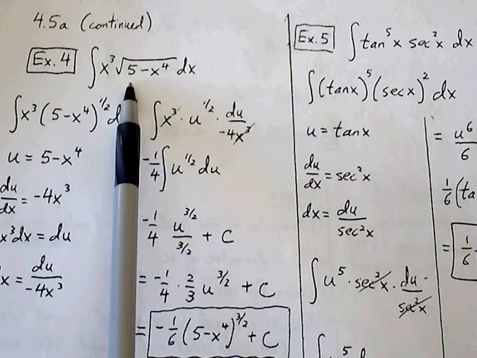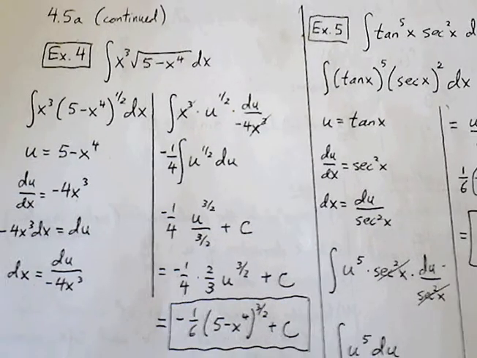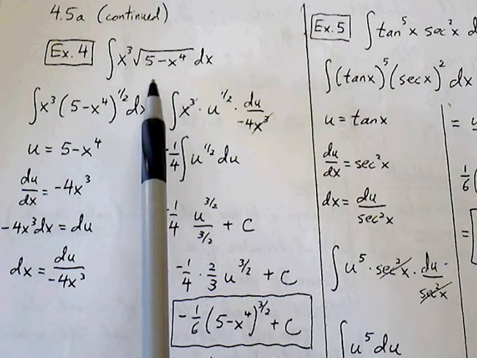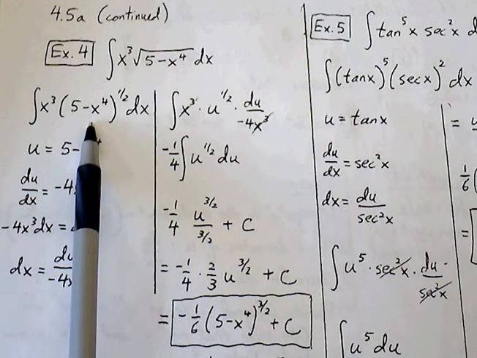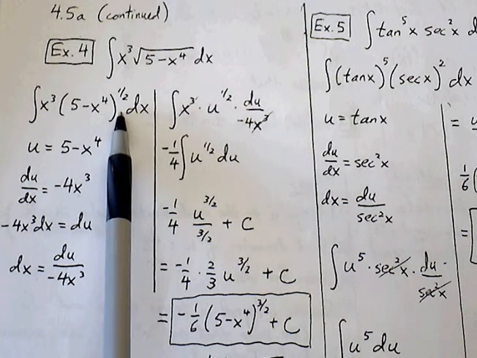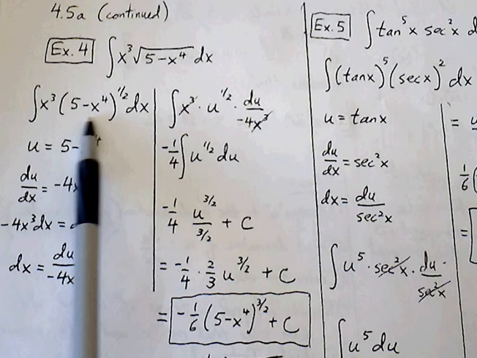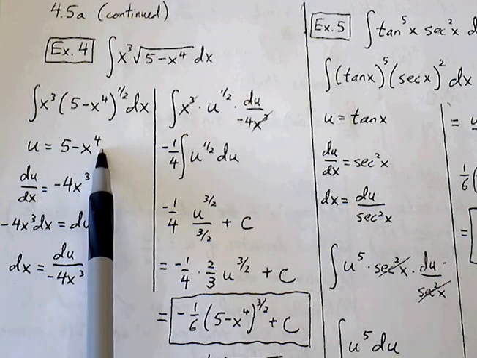So first step, I would try and rewrite it using parentheses. Visually, it will help things in terms of identifying your u value. So rewrite square root of 5 minus x to the fourth. That's 5 minus x to the fourth quantity raised to the 1/2. So we see our u value is simply inside the parentheses, so 5 minus x to the fourth.